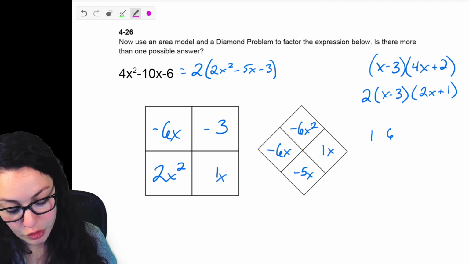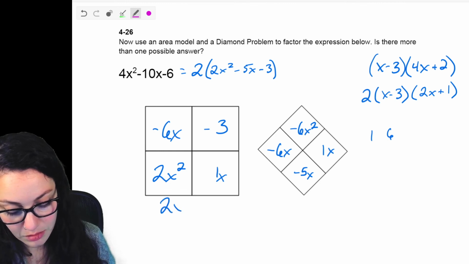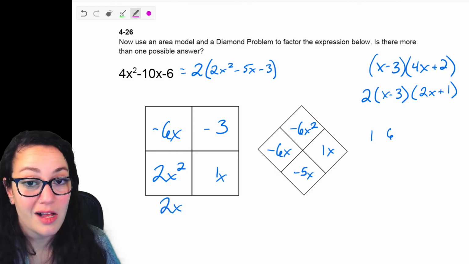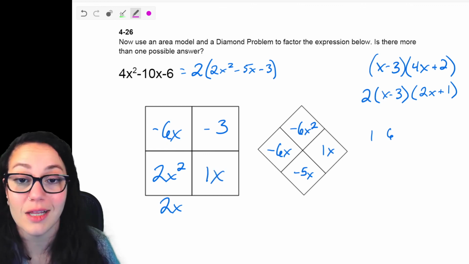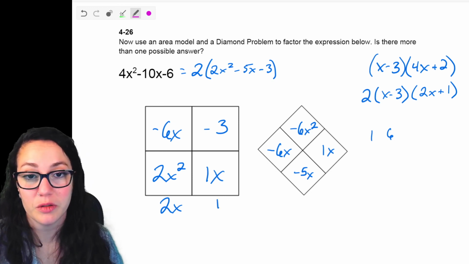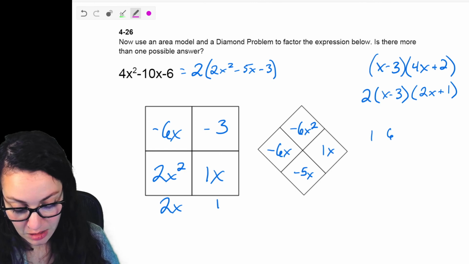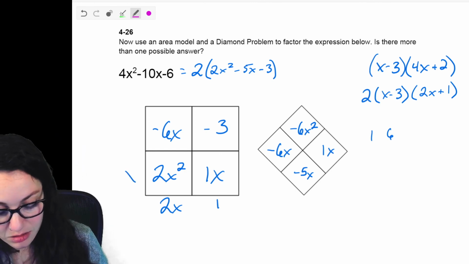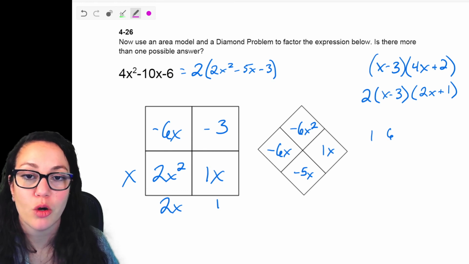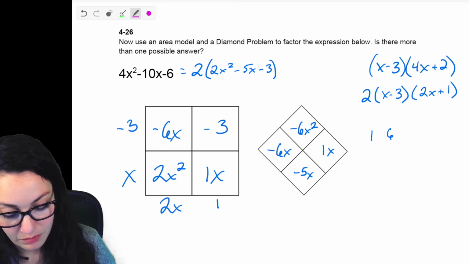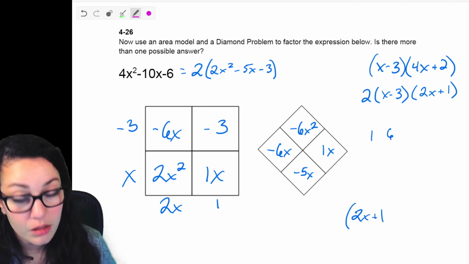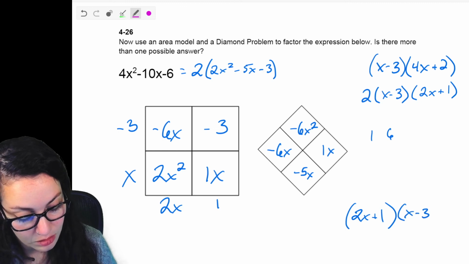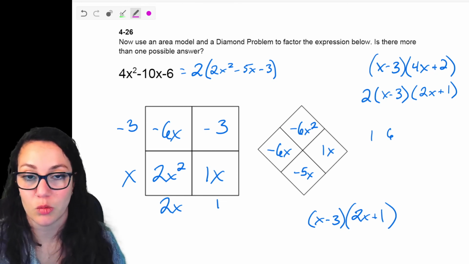Greatest common factor in our first column is 2x. Greatest common factor in our second column is just 1, right? 1x and -3 don't have a whole lot in common. So we have to pull something out. So we're going to take out a 1. Then in our bottom row, greatest common factor is x. And in our top row, the greatest common factor is -3. So when I look at those factors, I see I end up with 2x plus 1 times the quantity x minus 3. And just for the sake of matching, I'm going to actually swap that order. Again, they're being multiplied, so it doesn't matter what order we write them.